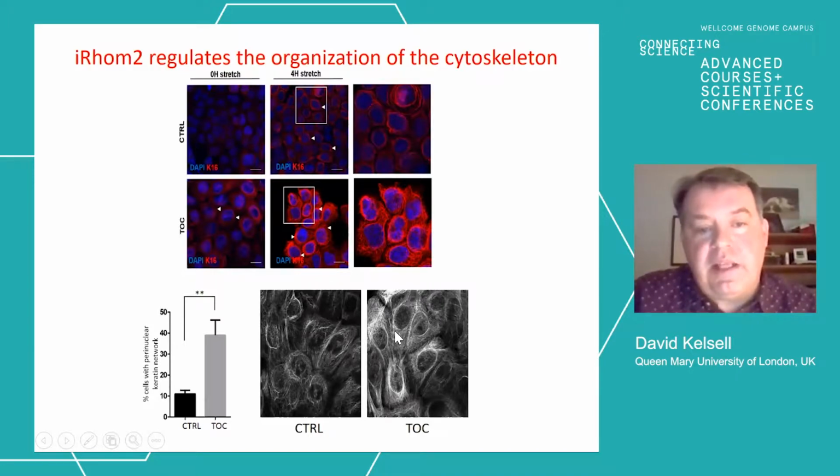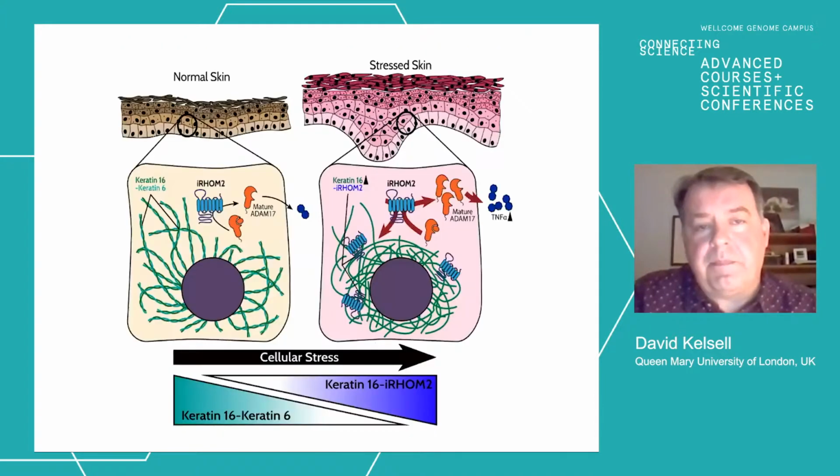And you can quantify this and show that there's much more perinuclear keratin 16 in TOC keratinocytes compared to controls. So what do we think is happening here? Well, we think when there is cellular stress, i.e. in disease or in wound healing, iRhom2 regulates the relationship between K16 and keratin 6 and switches it, so keratin 16 is expressed and is associated with iRhom2. And it changes the cytoskeleton so it becomes more perinuclear.